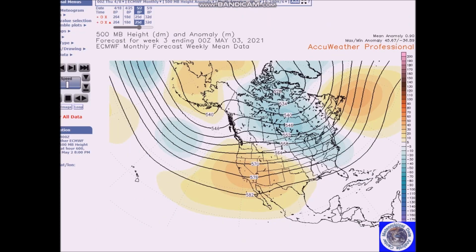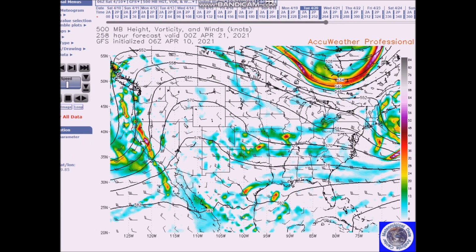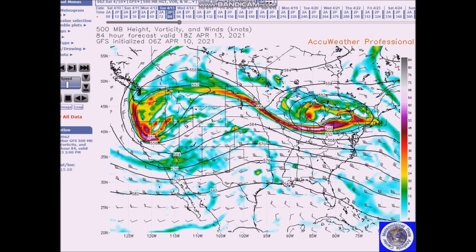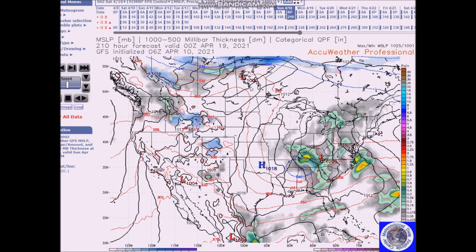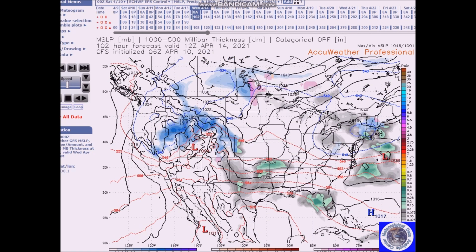Okay, right here. Here's our upper low moving into the northwest. Here's our other upper low over the Great Lakes, northeast area. The upper low here in the northwest, along with cold Canadian high pressure moving into the nation, will cause an upslope flow and resulting in heavy snow across Central Rockies and into the plains Tuesday into Thursday.